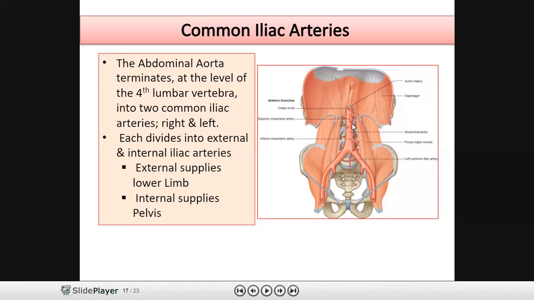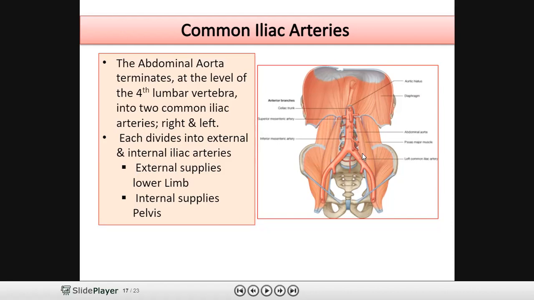So in this picture, you see your abdominal aorta. At this point, at the level of the fourth lumbar vertebra, it splits to form the left common iliac artery and the right common iliac artery. Then each of these common iliac arteries will split again to form the internal iliac artery and the external iliac artery. One going inward, internally, another one going outward, called the external iliac artery.